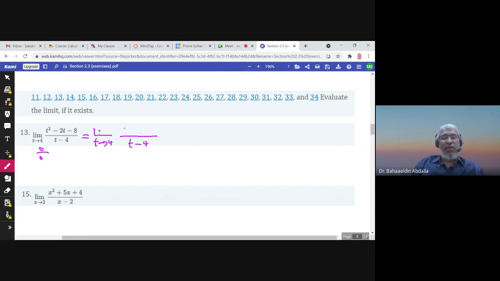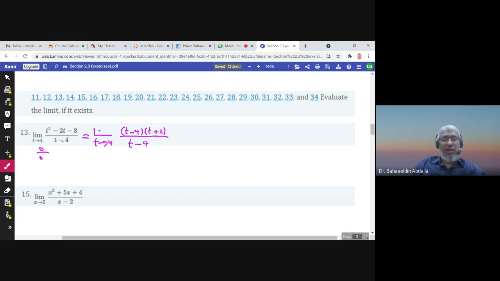This is a quadratic equation. You can factor it easily. T squared, you write it t times t. And you search for two numbers. Their product is -8 and their sum is -2. So -4 and +2 will give you -8, and their sum is -2.